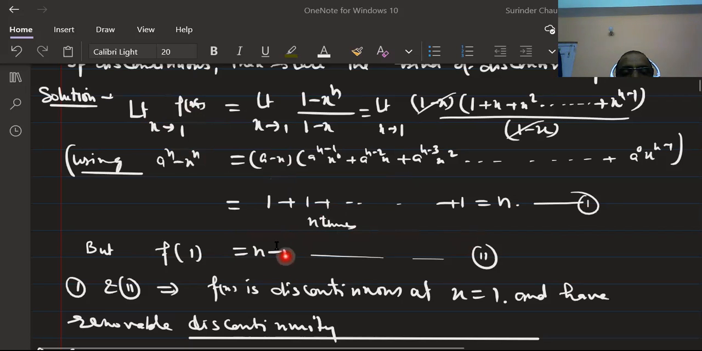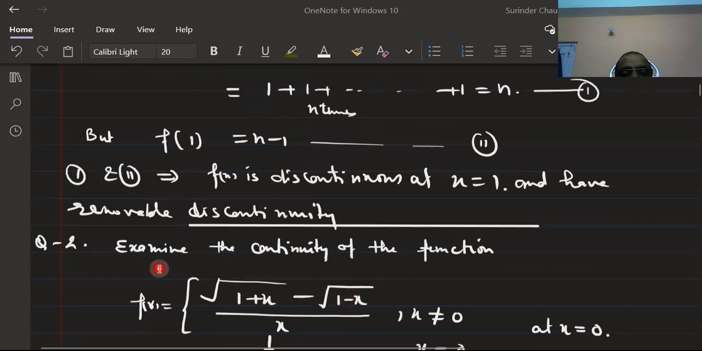So we replace the value n minus 1 of f at 1 by n, and we can make this function continuous at 1. So from the first and second, we can conclude that this function is discontinuous at 1, and the kind of discontinuity is removable discontinuity.